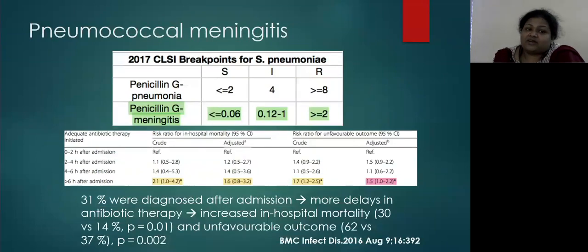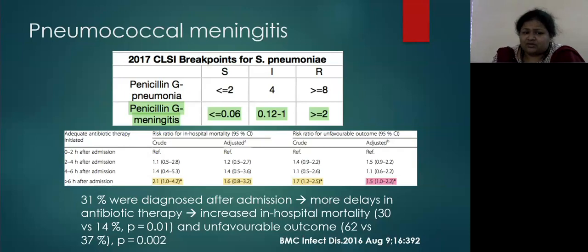What you must remember is that in pneumococcal meningitis you need a much lower MIC. Anything more than 2 is considered resistant, while in pneumonia it's only more than 8. So most of the time you do not downgrade, you keep it at ceftriaxone, but you do not have to keep giving vanc once you realize that it is susceptible to ceftriaxone.